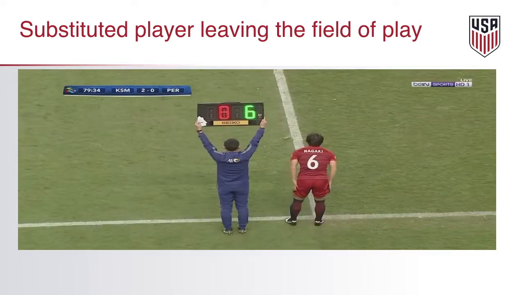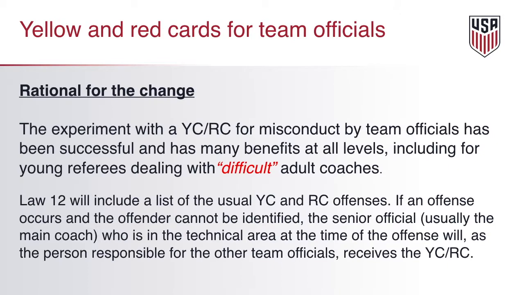Substituted player leaving the field of play. Yellow and red cards for team officials. Rationale for the change. The experiment with a yellow card, red card for misconduct by team officials has been successful and has many benefits at all levels, including for young referees dealing with difficult adult coaches.